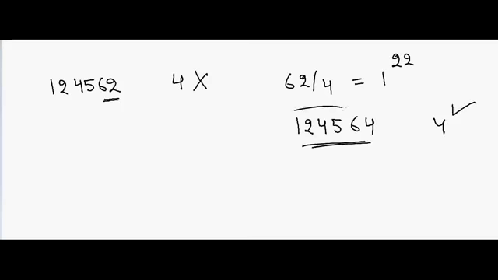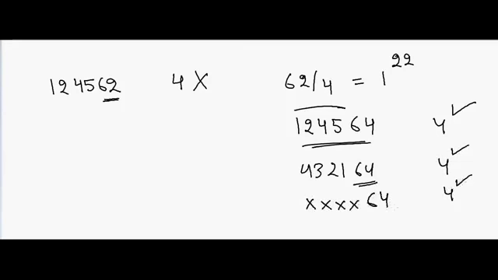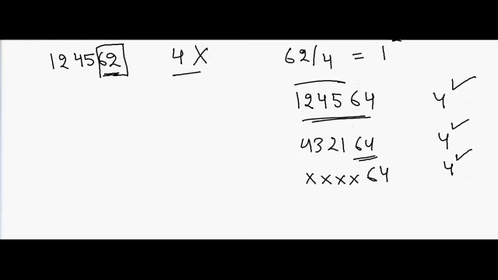And I can modify this number anyway. I can write 4 3 2 1 6 4, then again it is divisible by 4, or I can write anything, x x x x and 64, then this number should also be divisible by 4. So I have to look at the last two digits to check if the number is divisible by 4 or not. In this case it is not. Now let's write the number again. So 1 2 4 5 6 2.